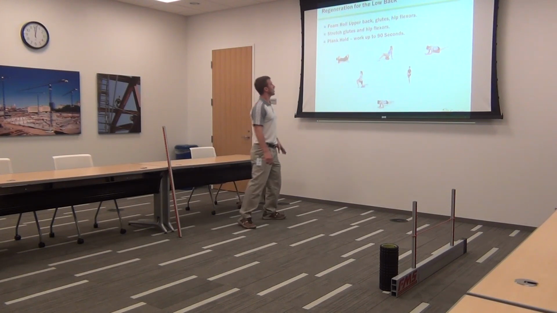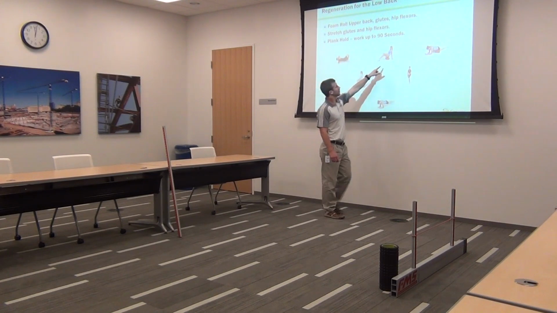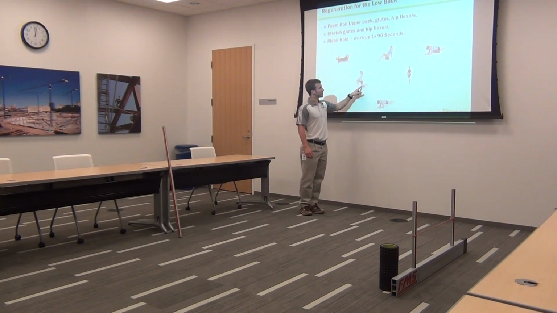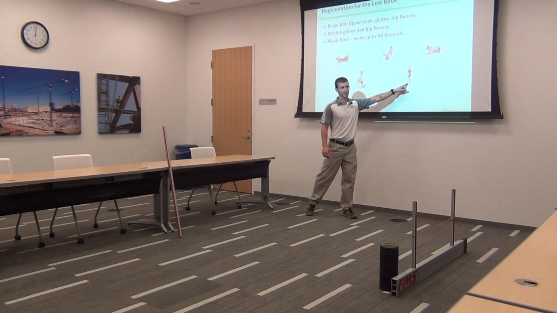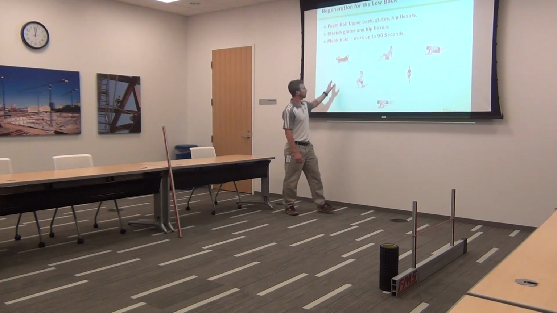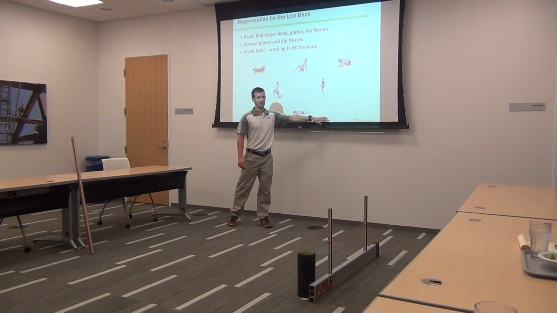Okay, so again, you're going to notice some similarities here. We're going to foam roll the upper back. We're going to foam roll the glutes, the hip flexors, and then we're going to stretch the hip flexors, stretch the glutes, and then plank. Okay, so there's a progression here. Foam roll first, stretch second, movement mastery here.